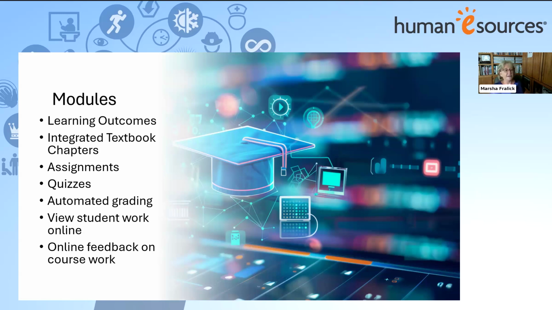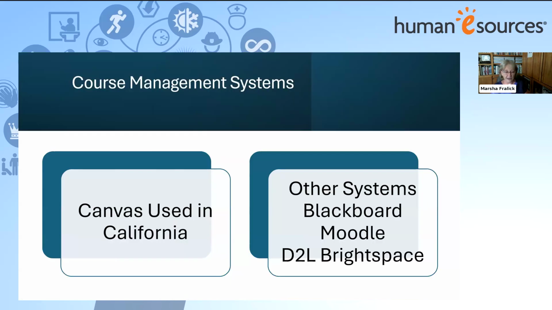So these are topics that I will cover today in the modules: how I use learning outcomes, how I've integrated the textbook chapters, the assignments, quizzes. I'll show you the automated grading that goes beyond what you can do in Canvas, how to view student work online, how they can view your comments online. I'm from San Diego, California, and in California we use Canvas, so I'll be using Canvas for my demo, but this could also work in other systems like Blackboard, Moodle, or D2L Brightspace.